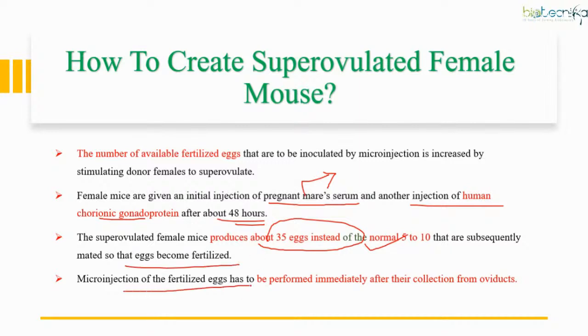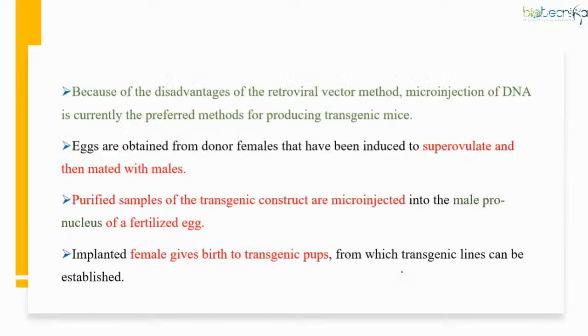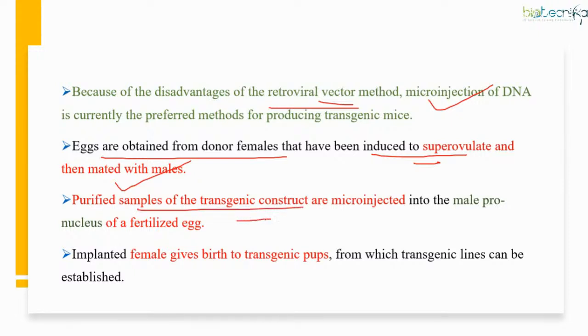Microinjection of the fertilized egg has to be performed immediately after collection from the oviduct. Otherwise, there is a chance of degradation. Because of the disadvantages of the retroviral vector method, the microinjection method is currently the preferred one. Eggs are obtained from donor females that have been induced to superovulate and then mated with males. Then purified samples will be taken and microinjected into the male pronucleus of a fertilized egg. After that, implanted females will give rise to transgenic pups from where the transgenic lines can be established.